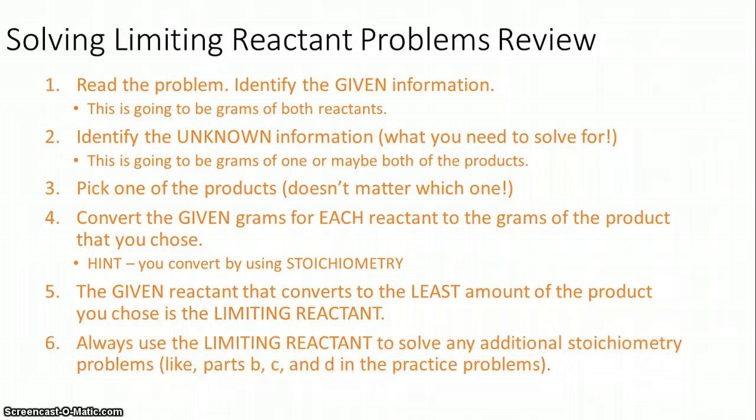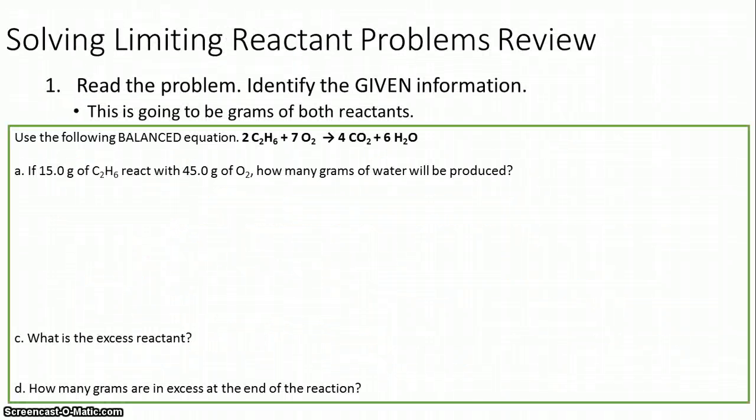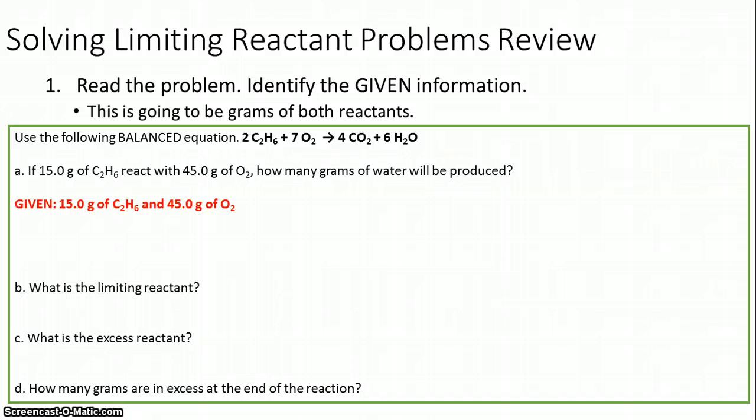Alright, let's do an example, breaking it down step by step of these 6 steps. Here's the problem we're going to go over, and here's the first step. Read the problem, identify the given information. So if 15 grams of C2H6 react with 45 grams of O2, how many grams of water will be produced? So our given is 15 grams of C2H6 and 45 grams of O2.